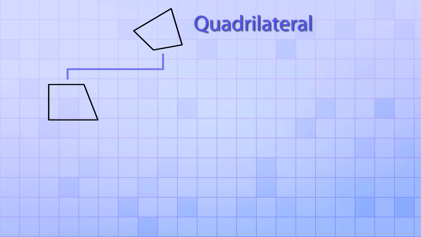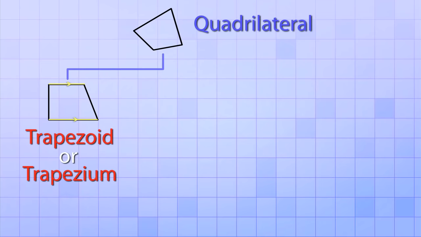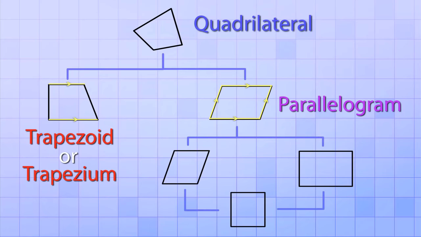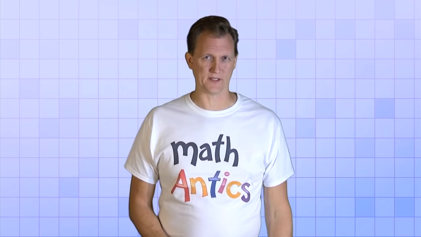But if it has one and only one pair of parallel sides, we call it a trapezoid or a trapezium. Or if it has two pairs of parallel sides, we call it a parallelogram. And you've already seen that there's several types of parallelograms called rectangles, rhombuses, and squares. All right, so that's the basics of classifying quadrilaterals. And there's a few other special types of quadrilaterals, but we've learned the most important ones.